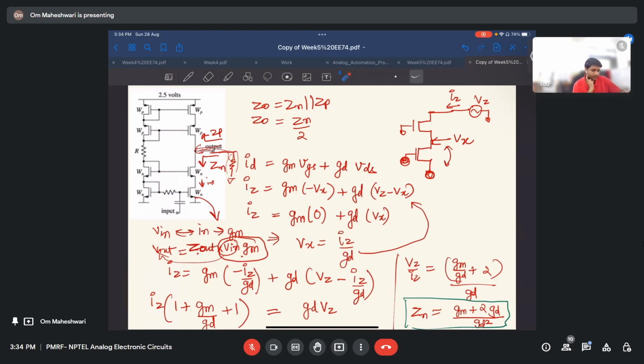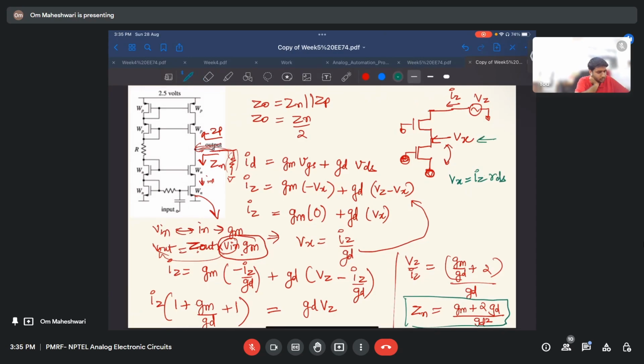So yeah, it is fine. So here I calculated, this voltage Vx was Iz by Gd, and Gd is nothing. So Vx equals Iz by Gd, right? Or let me write Iz into RDS. So here it is RDS only.